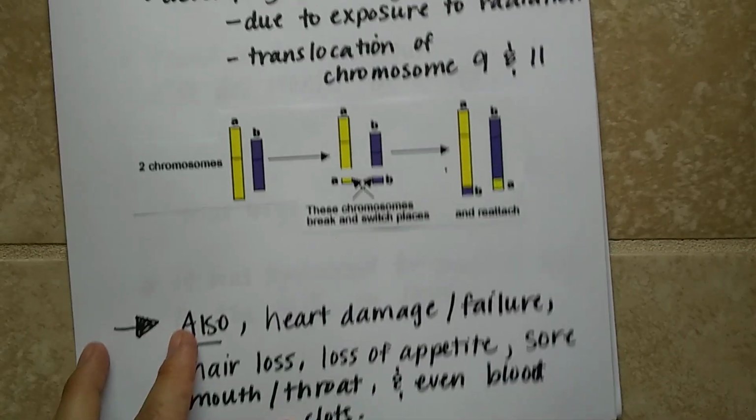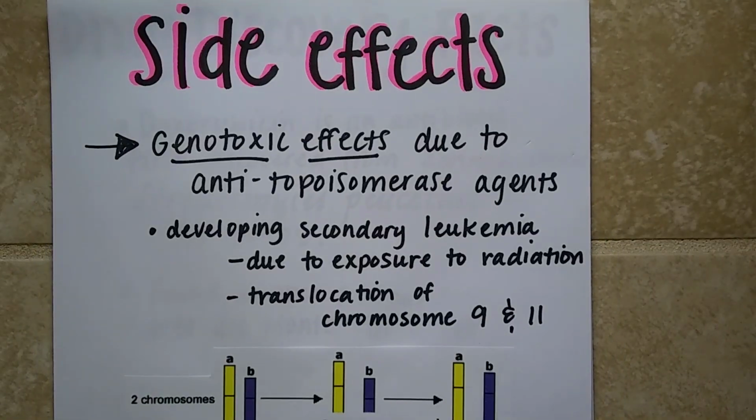Okay, so some side effects that may come about. Patients that have taken this drug may experience genotoxic effects after chemotherapy treatment with anti-topoisomerase agents. So one example includes developing a secondary leukemia, and this can occur when patients have been exposed to radiation. This involves the translocation of chromosome 9 and 11.